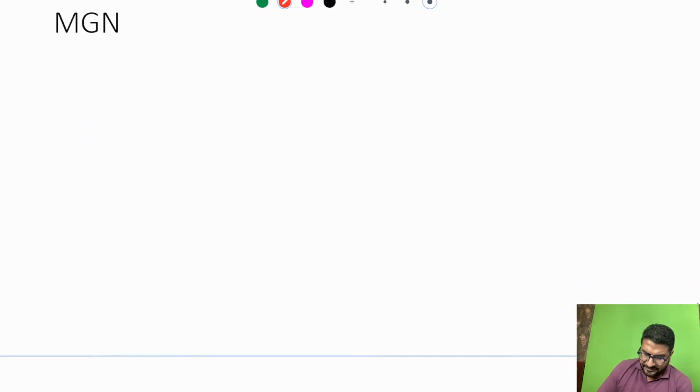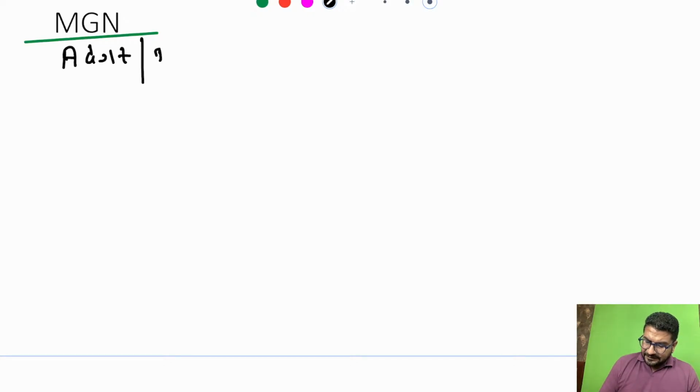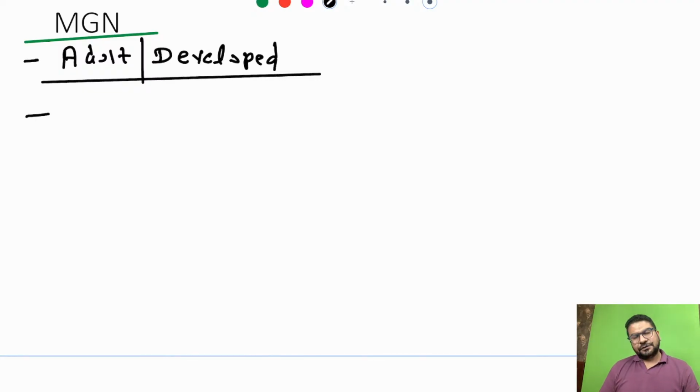Okay, now coming to MGN. MGN means membranous glomerulonephritis. Now understand, this is a type of nephrotic syndrome, also seen in adults, but it is mainly affecting adults of developed countries. In MGN, you will see the same features, तीनों में same होगा. You will see protein leak, proteinuria, lipiduria, edema, right? Hypertension. These are the same features.